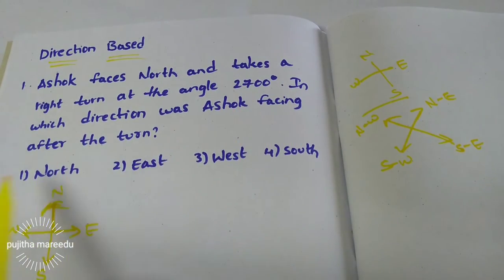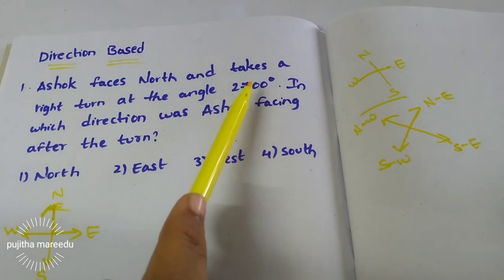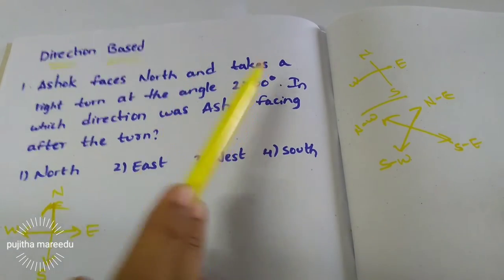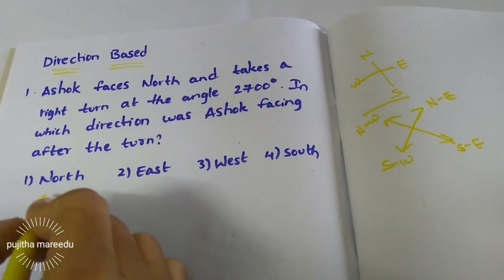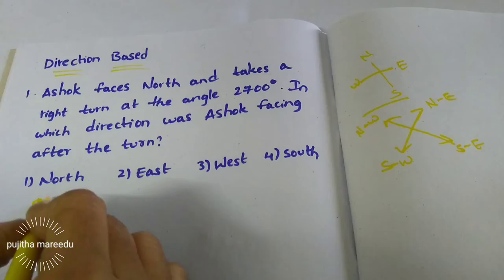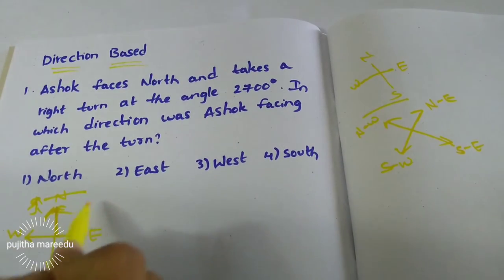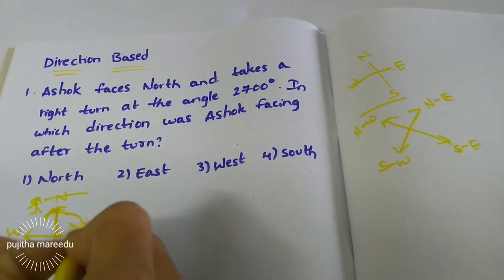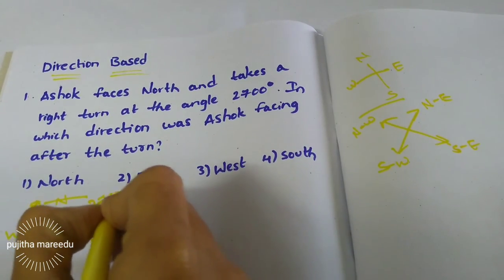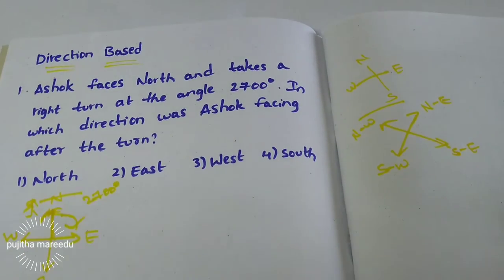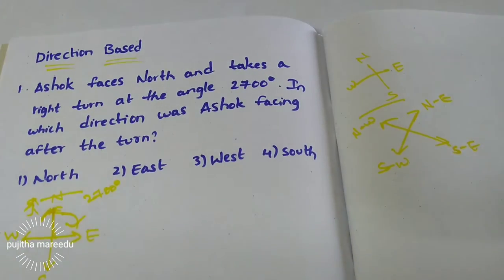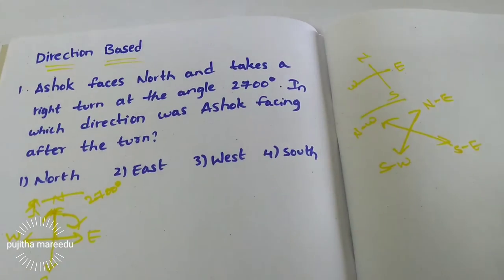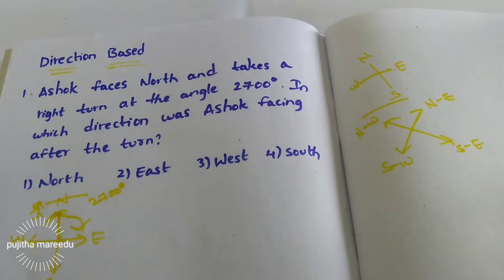And takes a right turn at the angle 2700 degrees. Means he faces north, means this is the right. So he takes a right turn at the angle 2700 degrees. In which direction was Ashok facing after the turn?